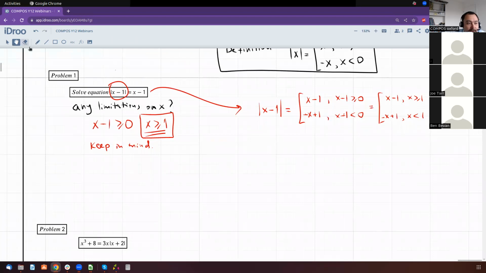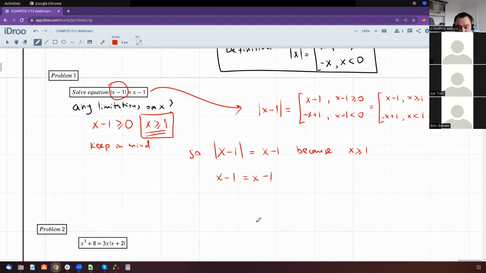So we're left with the equation x minus 1 is equal to x minus 1, because x is greater or equal to 1. Okay, so the equation becomes x minus 1 equals x minus 1. This is called a tautology in maths, tautology. It's a statement that is always true.